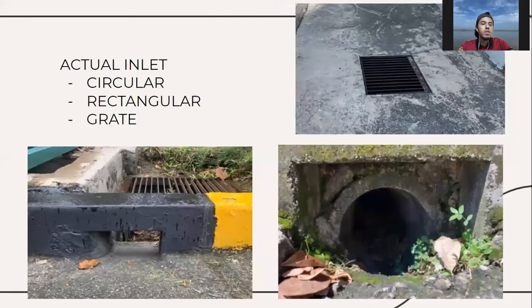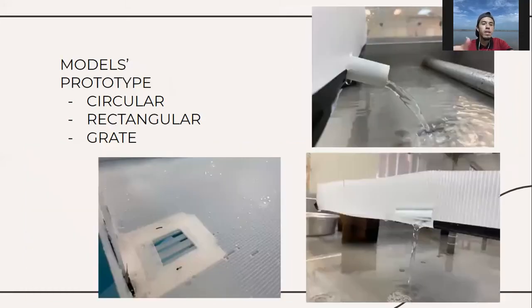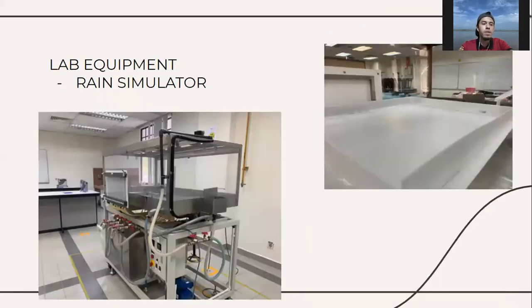Then these are some of the actual inlets when I did a site visit around IIUM: circular, rectangular, and also with grid. Then when I needed to change to lab size, these are some of my prototypes. For the prototypes, I scaled down the size to around 1/5 of the actual size. Okay, next, the important equipment used was the rain simulator, as the inflow rate could be set by the meter, and the rain simulator can be used in a hydraulic lab.